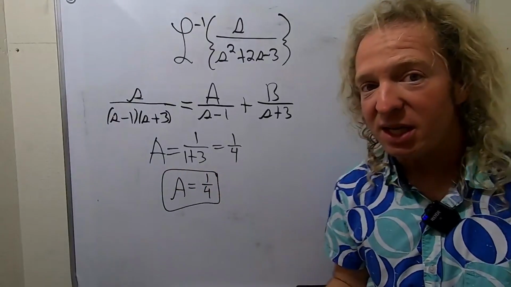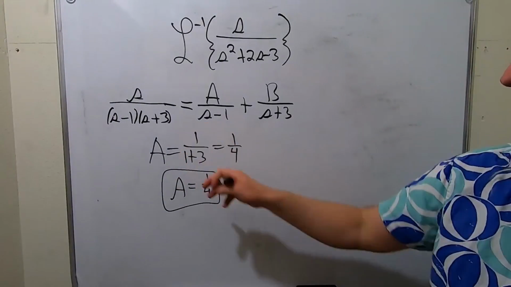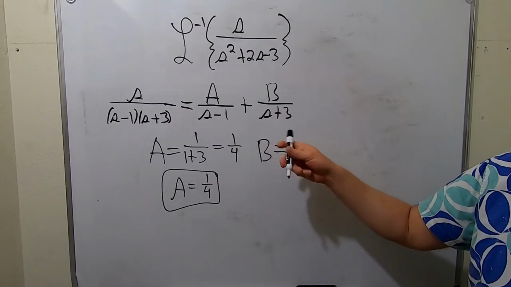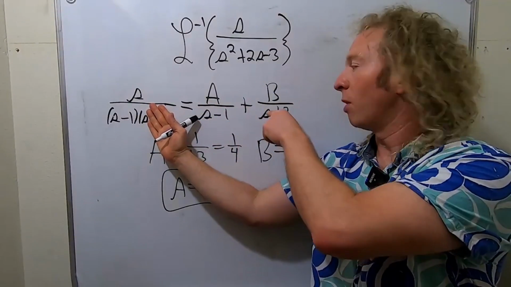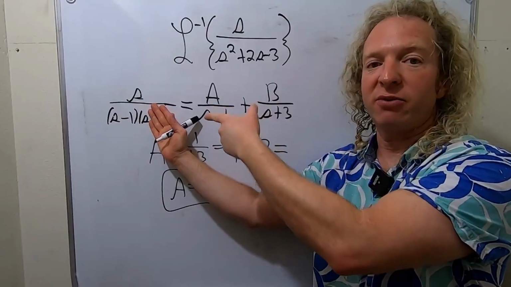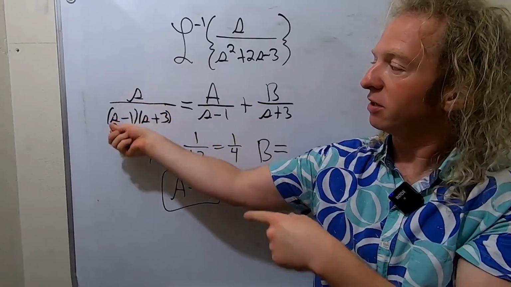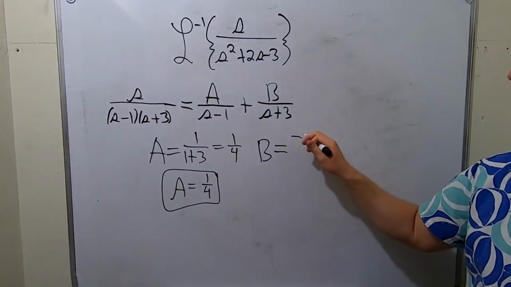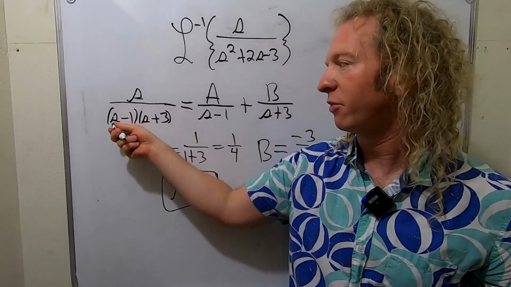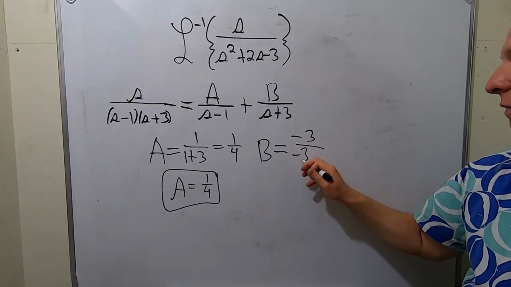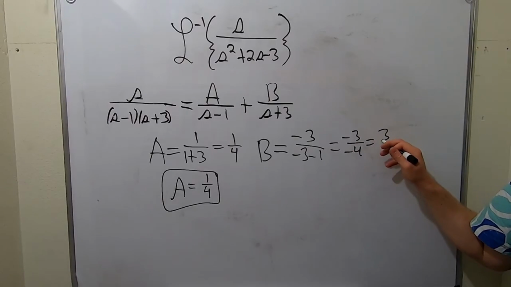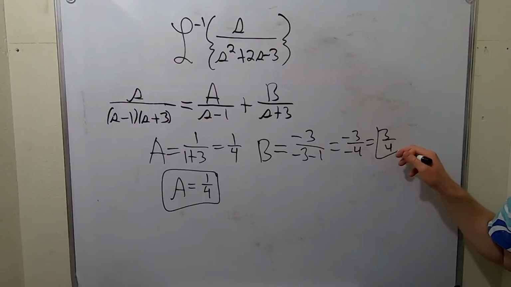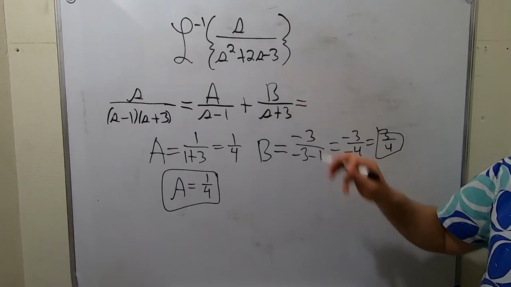Okay, to find b, you cover up what's under b. So b, you just go over here and cover up the s plus 3. And you ask yourself, what makes that undefined? So negative 3. So you plug in negative 3 into these s's over here. So it'd be negative 3 over negative 3 minus 1. So this is negative 3 over negative 4. This is equal to 3/4. So that's b.